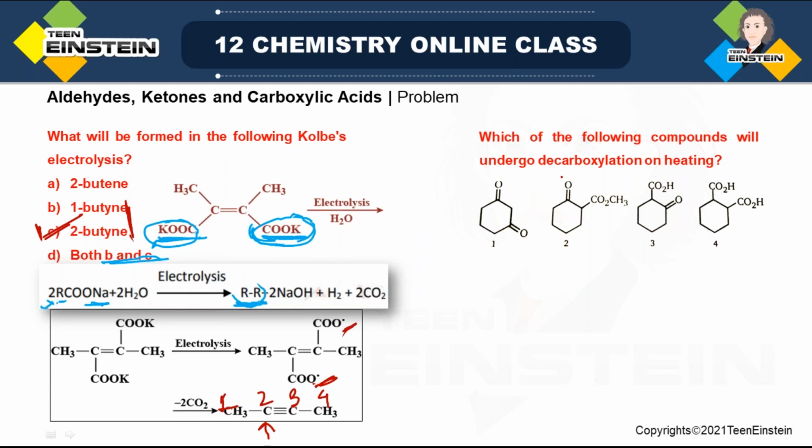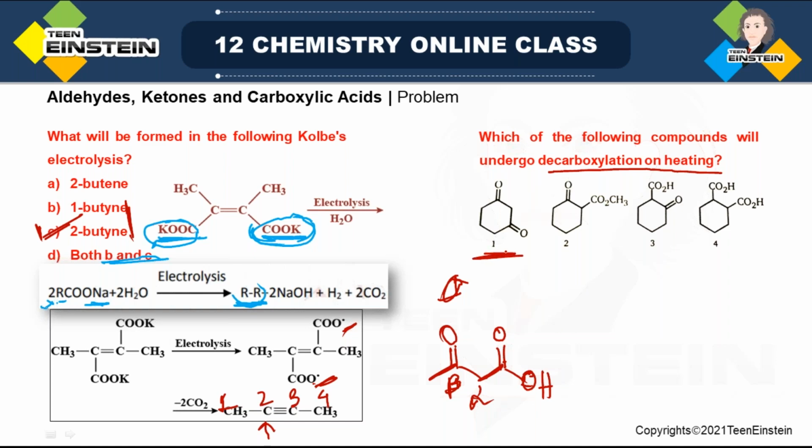Which of the following compounds will undergo decarboxylation on heating? We know when it is a beta keto acid like this, a beta keto acid. This is a beta keto acid, because with respect to the CO2H group, this is the alpha position, this is the beta position. So at the beta position there is a keto group, so that is why we can call it a beta keto acid. So we have to check which compound out of these 4 is a beta keto acid.